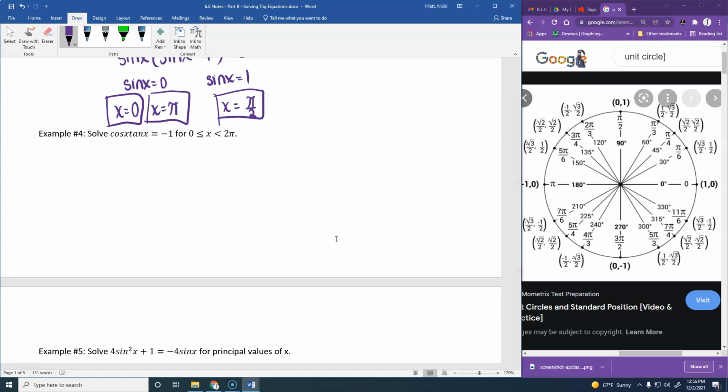All right, what ideas have you got for this one? I can't really factor out a cosine here because I don't have 2 different terms separated by a plus or minus sign. And even if I move the 1 over, I'd have cosine x tangent x plus 1 equals 0, so there's not a cosine in both terms for me to pull out.